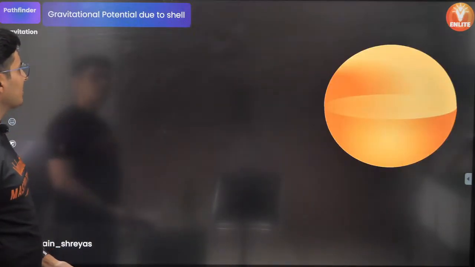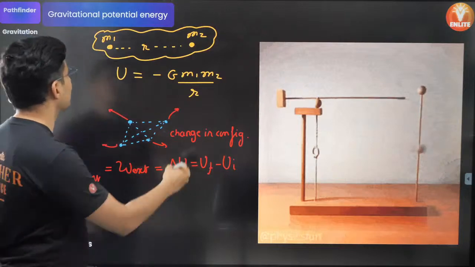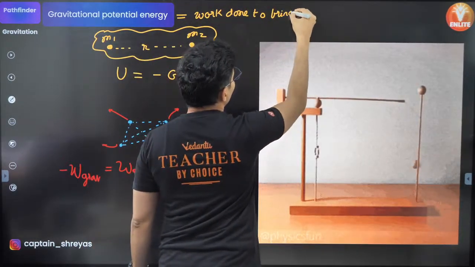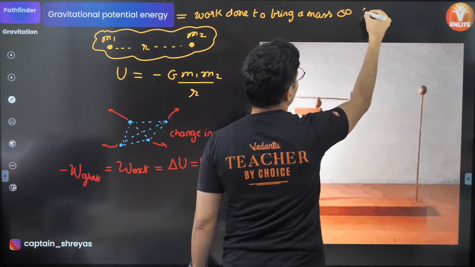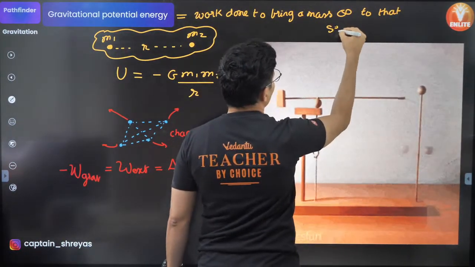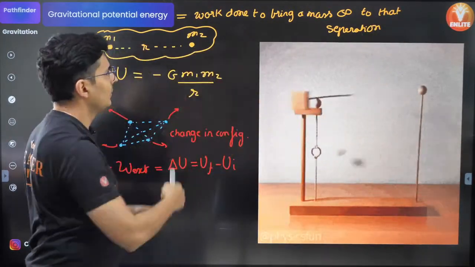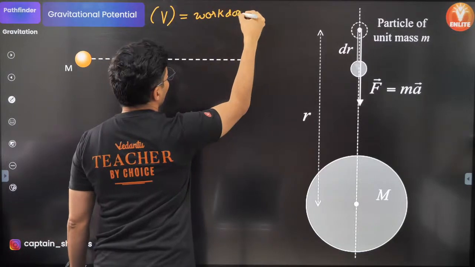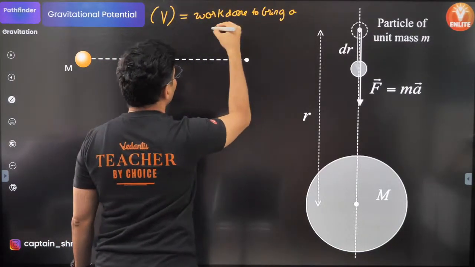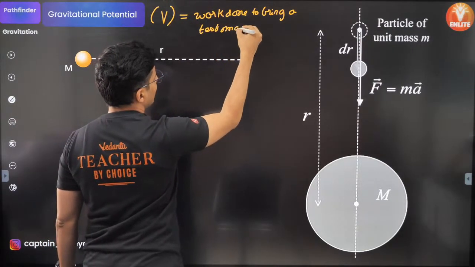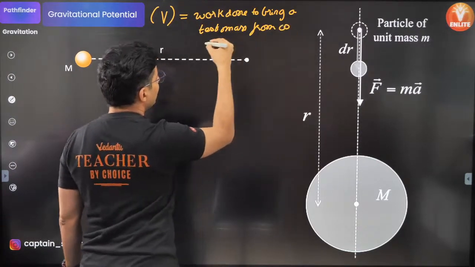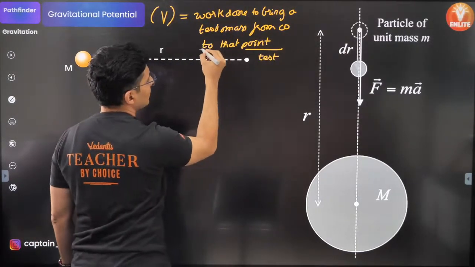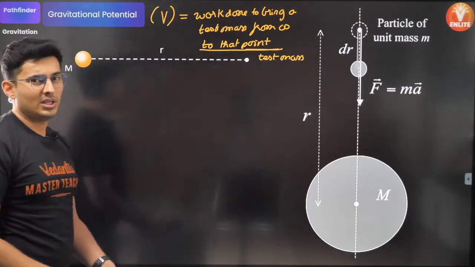So if you remember the definitions correctly, you will also realize that gravitational potential energy is defined as the work done to bring a mass from infinity to that separation, whatever is there right now. So that is the potential energy. But potential is defined as the work done to bring a test mass from infinity to that point per unit test mass. So it's divided by that test mass. That's how it is. So keep this in mind.